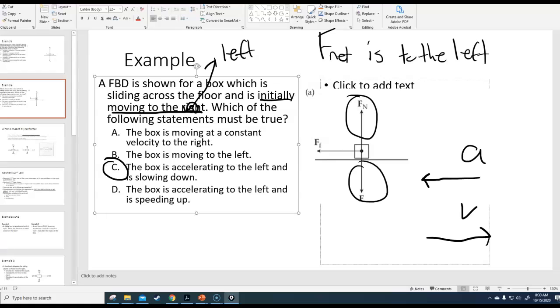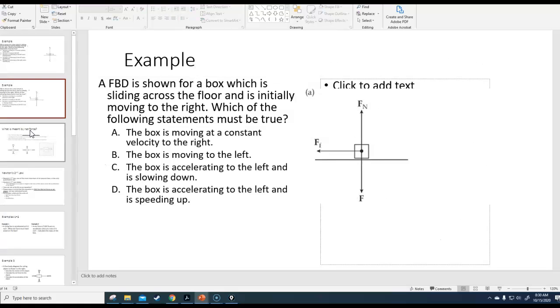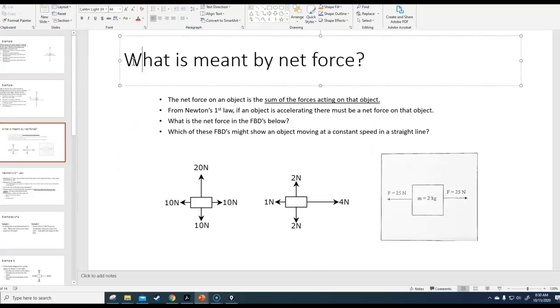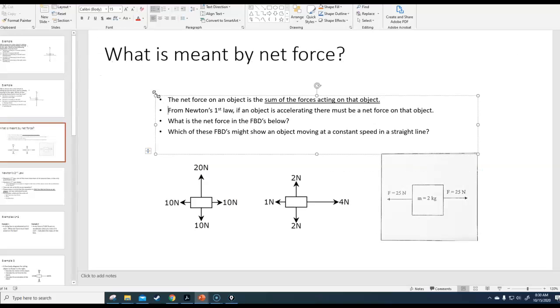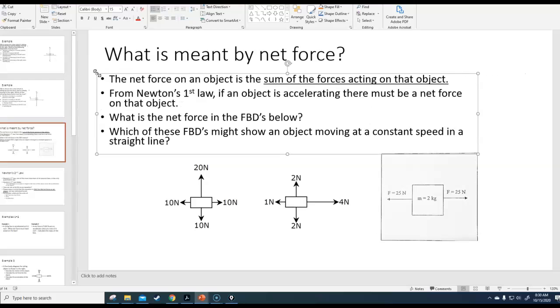Okay, so we have talked about the concept of net force before, but today we're going to go into a little bit more depth. What do we mean by net force? When I say net force, I mean the sum of the forces acting on that object. And by sum, I mean literally you add up the forces acting on the object. Now you have to be very careful to take into account direction, because that's a crucial part of calculating net force.